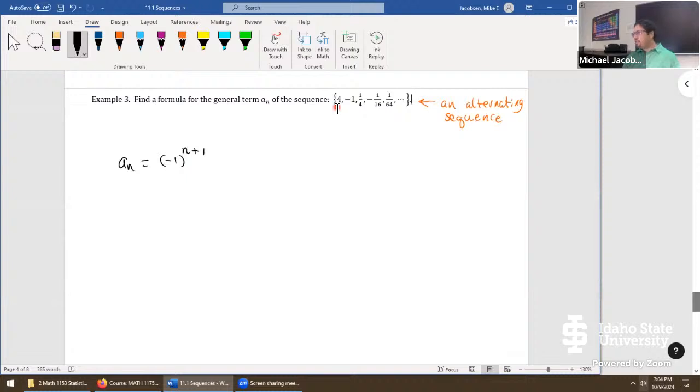Other features of this sequence that we're seeing here is that it looks like powers of 4 are involved. We have 4, then -1, 4 in the denominator, 4 squared, 4 cubed, all in the denominator. So this looks to involve some power of 4 altogether. Getting the power down right is not easy. For example, if we put down just n, it's not going to quite work out.